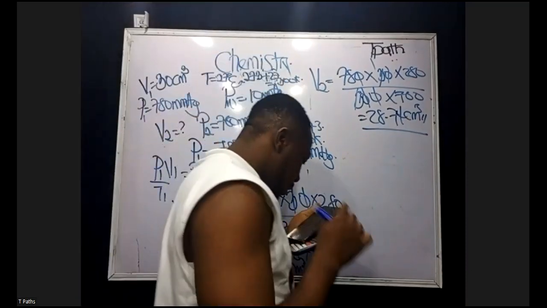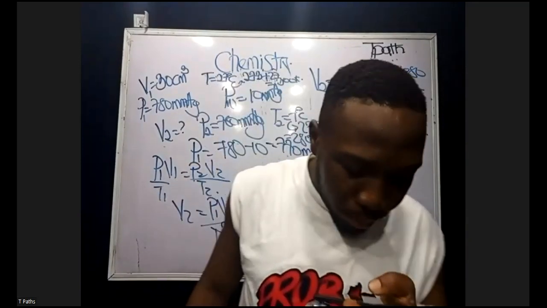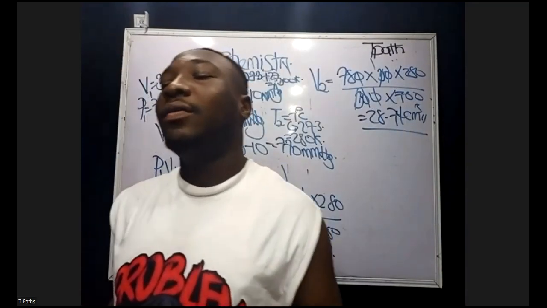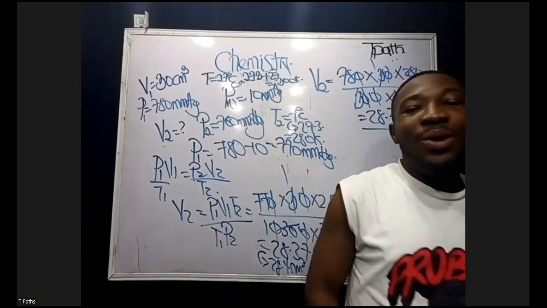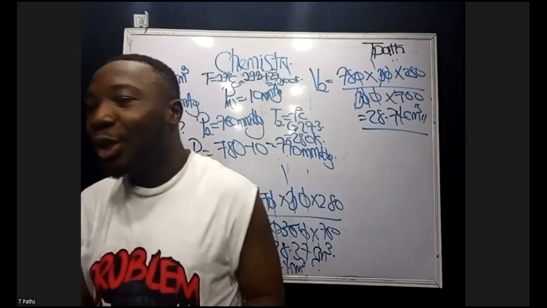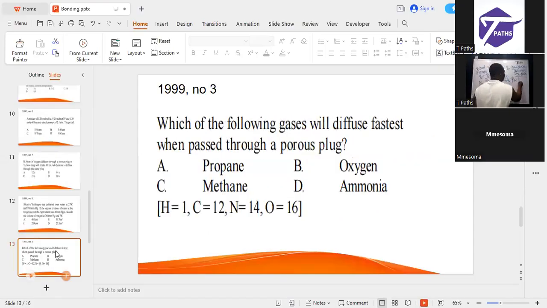The next question then. Which of the following gases will diffuse fastest when passed through a porous plug? Very nice question. Guys, we know about Graham's law of diffusion already. We know that Graham's law of diffusion is: rate is inversely proportional to the square root of molecular mass. Yes, we know it, true. But do we know how to apply it?